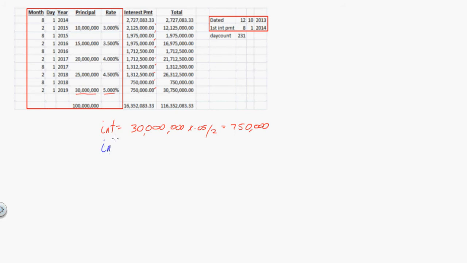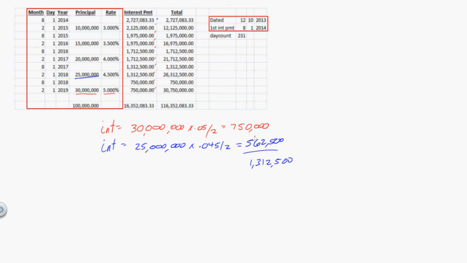Then the interest for the next bond, the one that matures in 2018, that's $25 million times 4.5% divided by 2. I don't have that number in front of me, but if I add 750 plus that amount, it will equal 1,312,500. Let me pause for a second. Okay, so that number is 562,500. So each time here you're paying the 750 starting in 2014. You're paying the $750,000 every 6 months until the maturity of that bond in 2019.